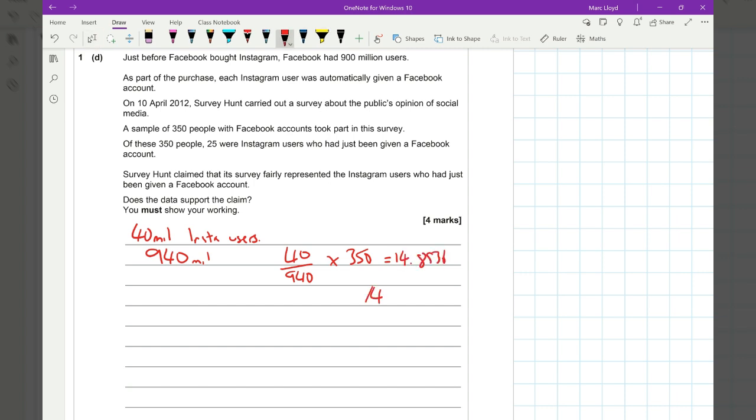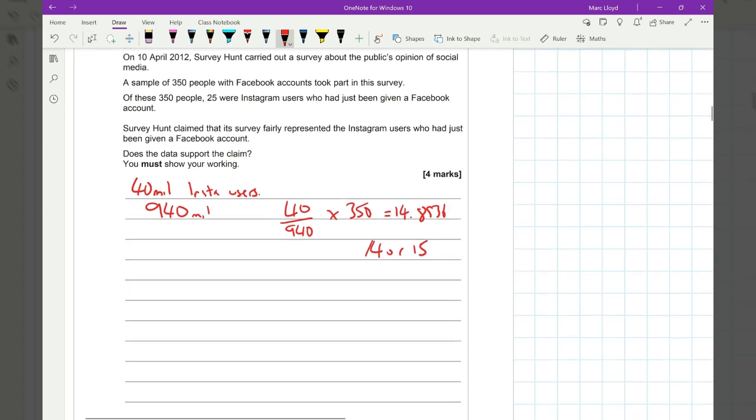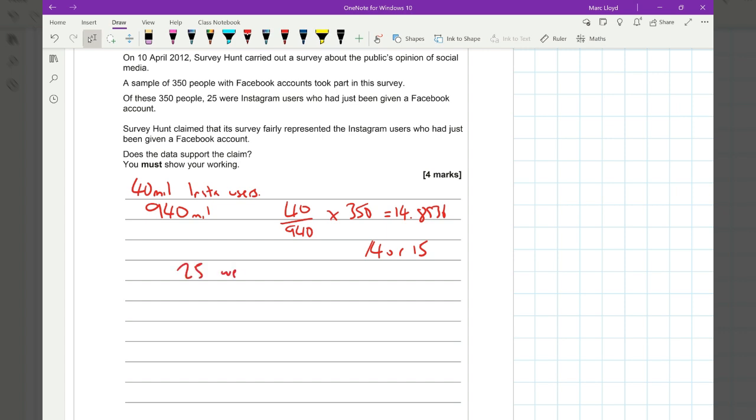14.8936. So 14 or 15 people, 25 were asked. So no, they should have 14 or 15 people, not 25. So the data does not support that claim.